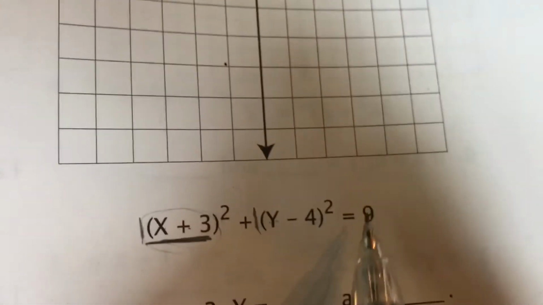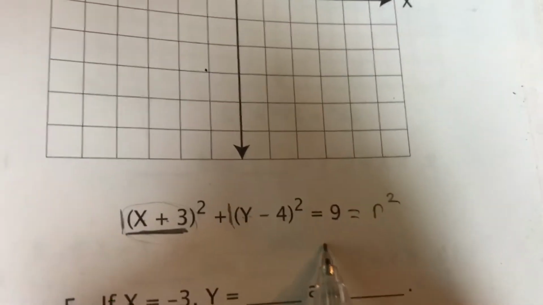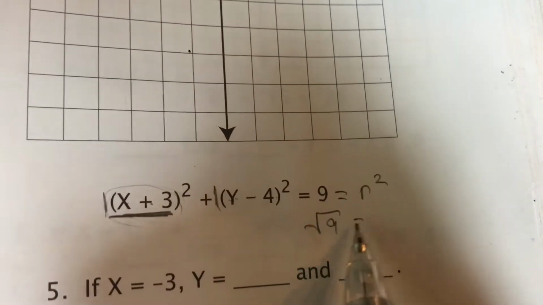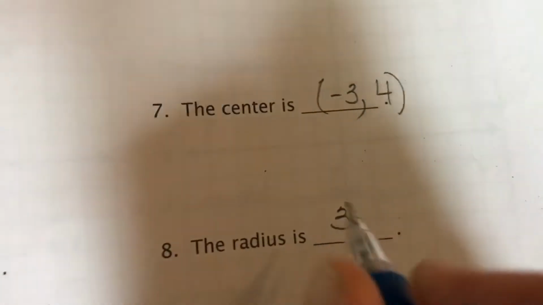This is always my radius squared. This equals your radius squared. So all you have to do is take the square root of that, which is 3, to find my radius. So my radius is 3. Now that's enough to graph a circle.